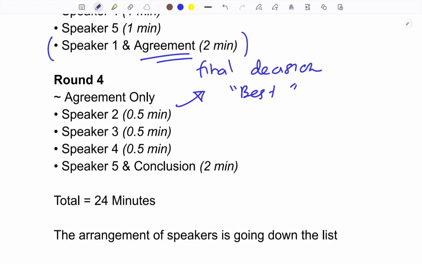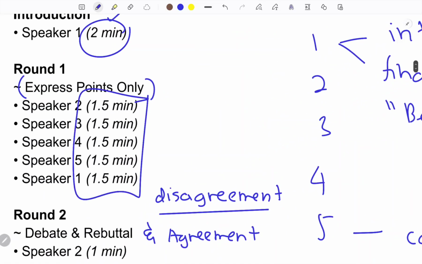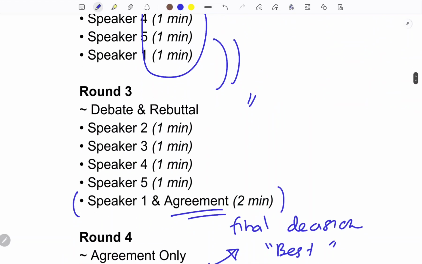Like, I agree to your point because of this, and I elaborate a bit. So the time suggested is about half a minute. This is just to ensure that no one talks too much and carries away a lot of time. Averagely our discussion is around 24 minutes, so the times here, like 2 minutes or 1.5 minutes, are only suggestions. It can be more.